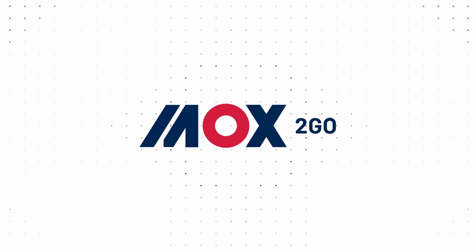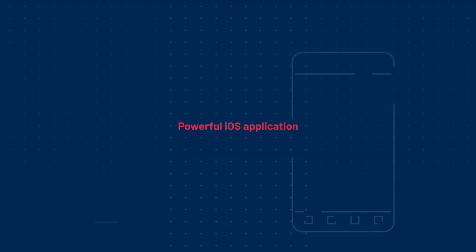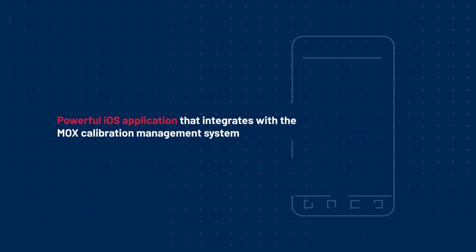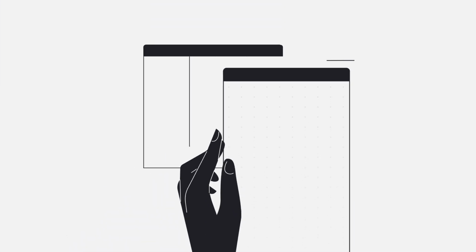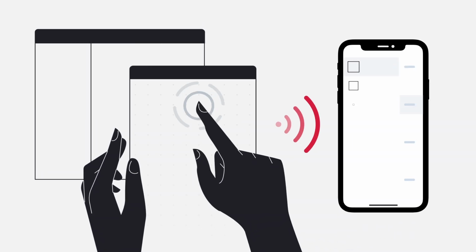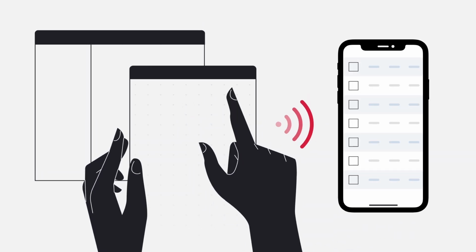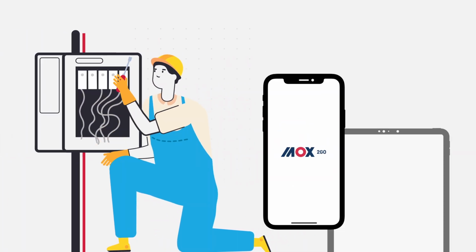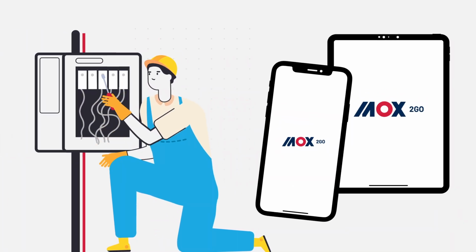Welcome to a brief introduction of MOX2GO, a powerful iOS application that integrates with the MOX calibration management system to put real-time calibration and maintenance information on test equipment on your mobile device, and allows technicians to perform field maintenance on test equipment using a mobile phone or tablet.